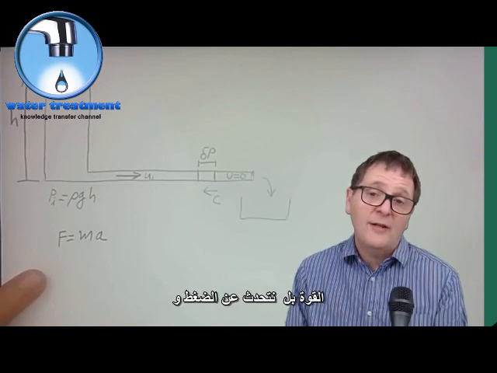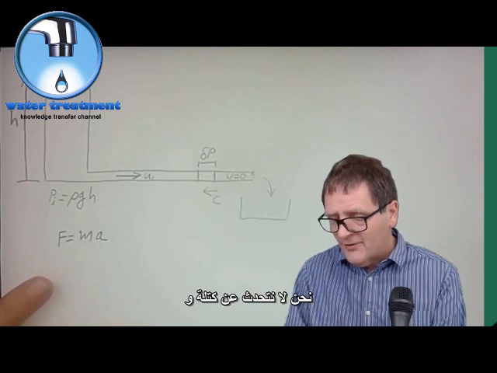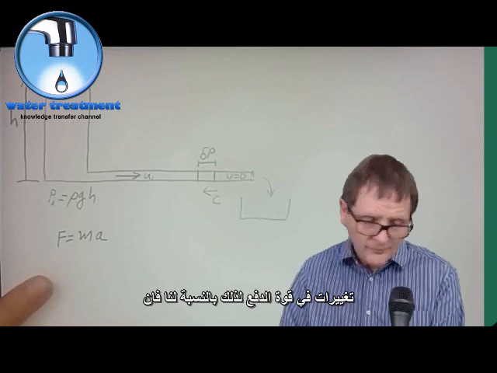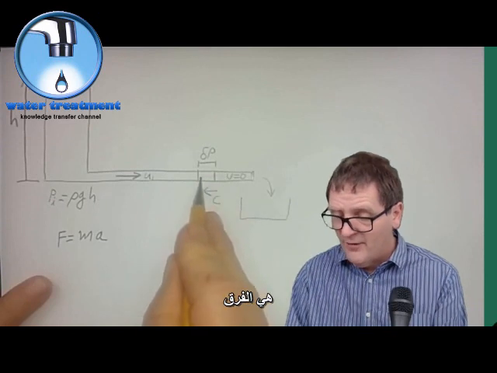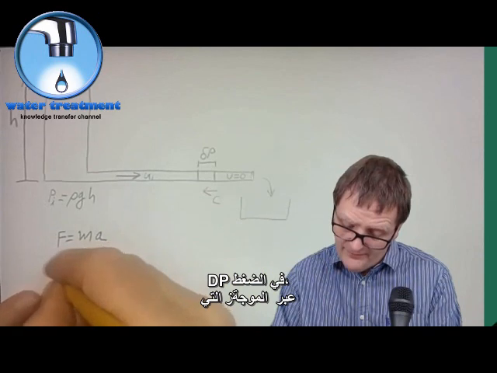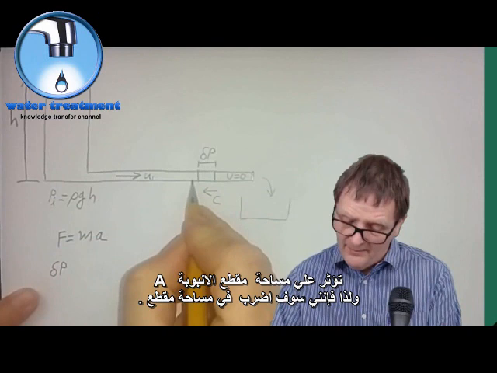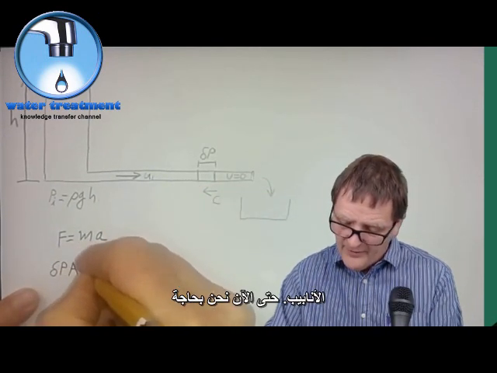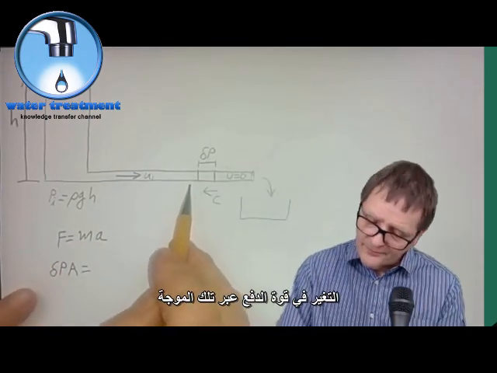Now in our case we're not talking about forces, we're talking about pressures, and we're not talking about mass and acceleration, we're talking about changes in momentum. So for us, the force acting across that wavefront is the differential pressure dP across the wavefront acting on the area of the pipe. I'll put down A for the area of the pipe. Now we need to look at what the momentum change across that wavefront is.